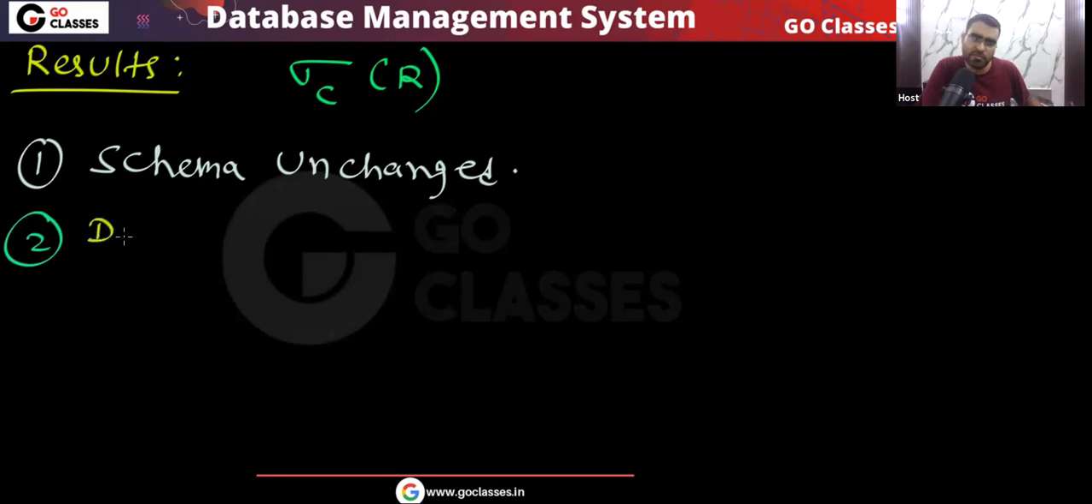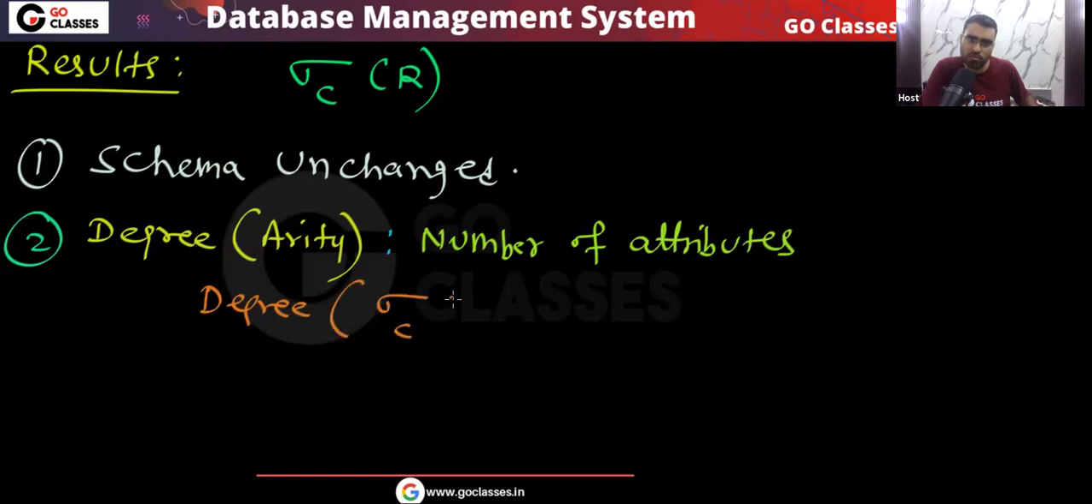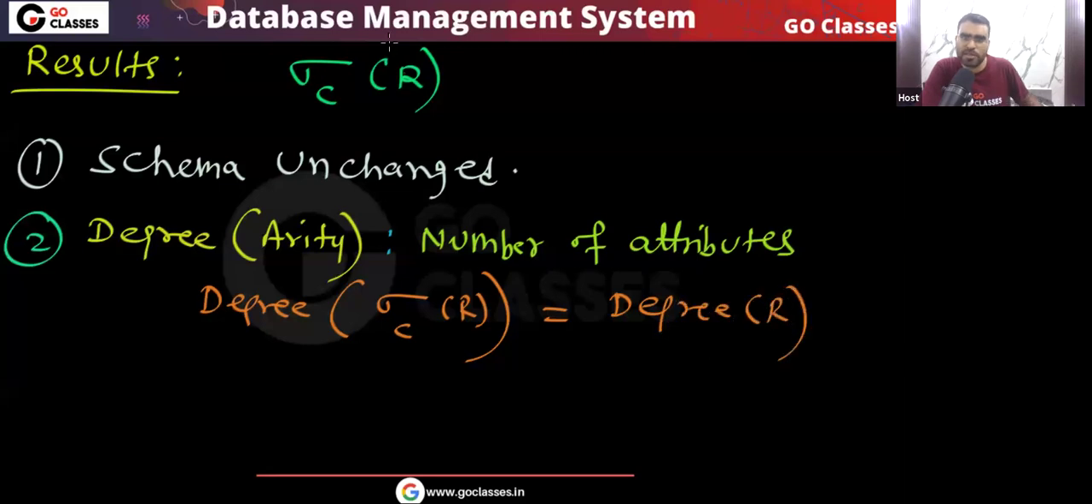You tell me about degree, or I can say arity. Will it be the same? Degree means number of attributes, right? You already know that. Now you can easily see that the degree of this output will be the same as the degree of R, because the schema is not changing. The number of columns is not changing, so the degree will be the same.